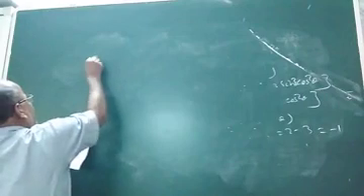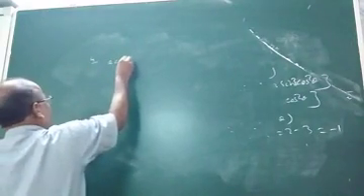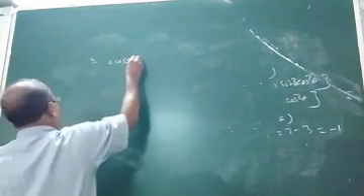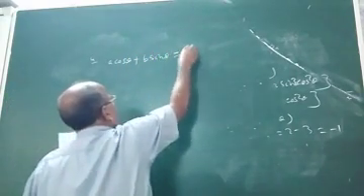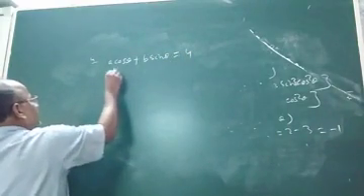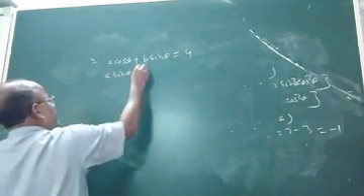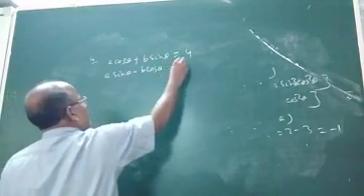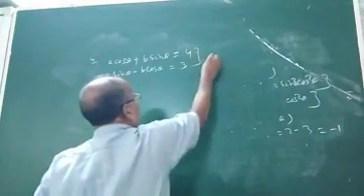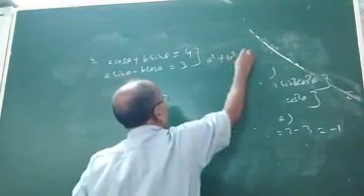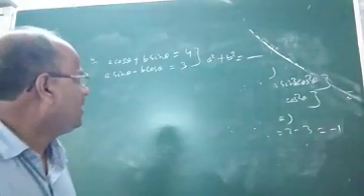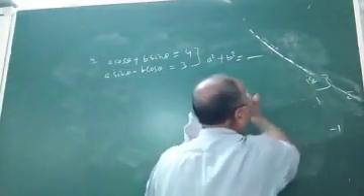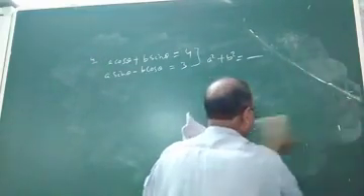Suppose you are given a cos theta plus b sin theta equal to 4 and a sin theta minus b cos theta equal to 3. If you are given these two, what will be the value of a square plus b square? Let us find the value of a square plus b square. So how to find the value of a square plus b square in this particular question? Let us see.